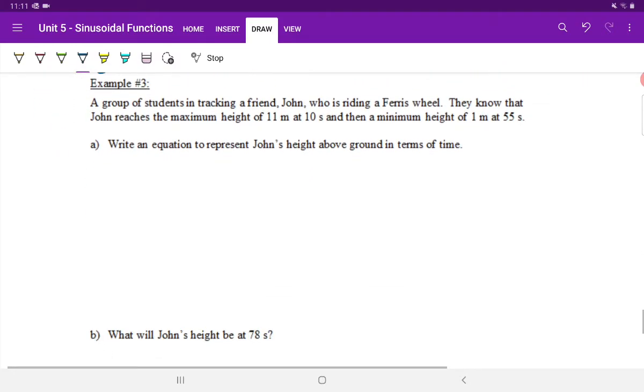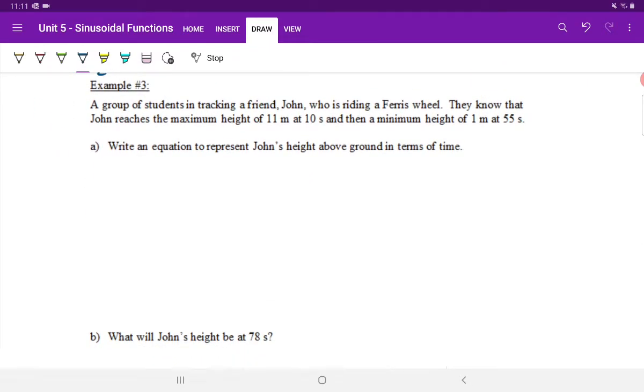Let's do one more question where we're going to have to draw, again, a sketch. A group of students is tracking a friend, John, who is riding a Ferris wheel. They know that John reaches the max height of 11 meters at 10 seconds, and then a min height of 1 meter at 55 seconds. So we're going to draw something out here.